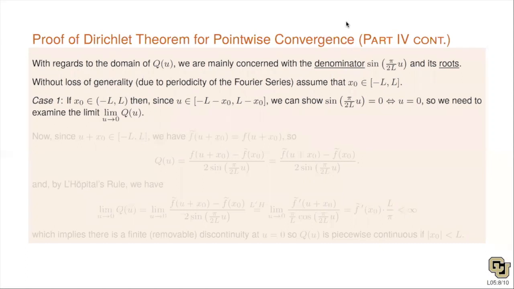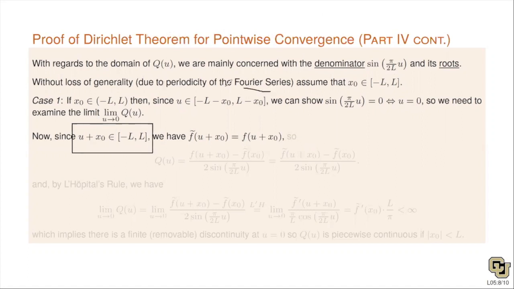So now I'm going to take a look at the limit approaching 0. Okay, for the limit, I'm going to use some shenanigans. And so here, let's go slow again. I say, since u plus x naught is between negative L and L, so how the heck did I get that, right?